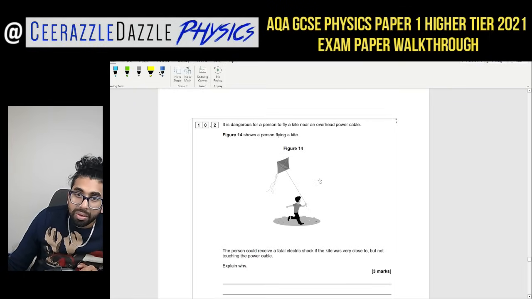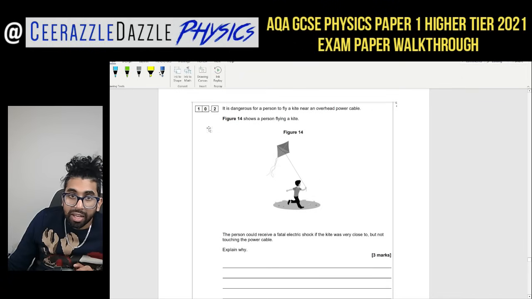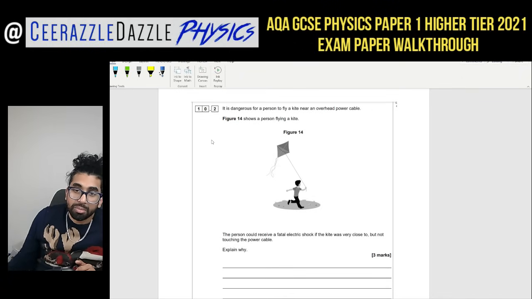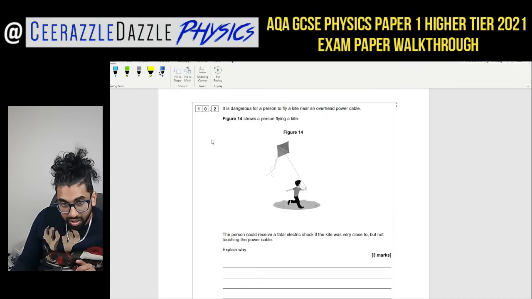10.2. It is dangerous for a person to fly a kite near an overhead power cable. Figure 14 shows a person flying a kite. The person could receive a fatal electric shock if the kite was very close but not touching the power cable. Explain the reason why. Why is that possible?